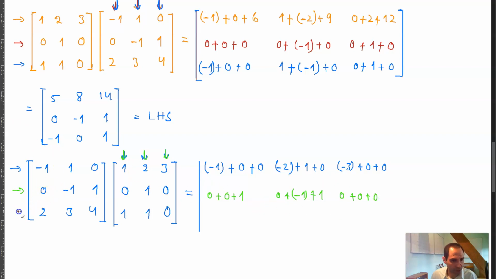The next row over here you have 2, 0 and 4. You have 2, 0 and 4. 2 plus 0 plus 4. And then you have 4 plus 3 plus 4. And then you have 6 plus 0 plus 0.